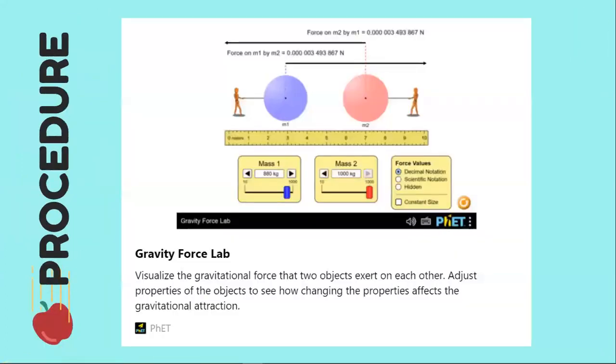What we are going to do in this activity: first, we use the gravity force simulation to explore gravity. As we explore the simulation, observe the changes that happen in the gravitational force. And then we identify two ways that we can change the amount of force of gravity the objects experience.